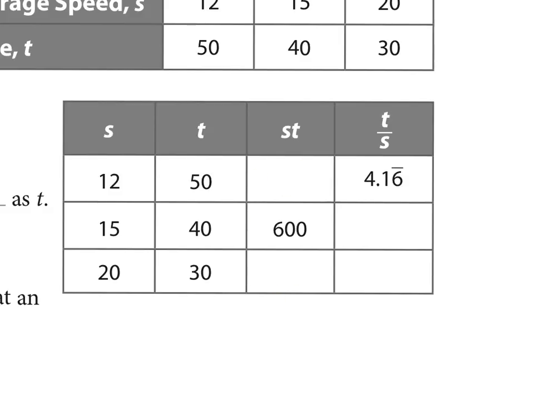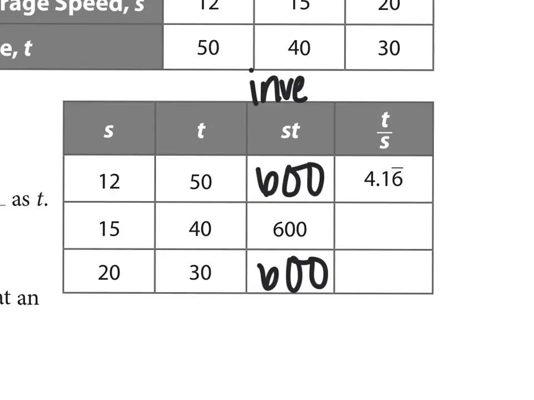They've very kindly filled in what we're supposed to do. In this first column here, I'm supposed to multiply S times T, or my speed times my time. Well, 12 times 50 is 600. 20 times 30 is 600. So it looks like this is going to be inverse variation. But we want to make sure, so let's go ahead and divide our time by our speed.